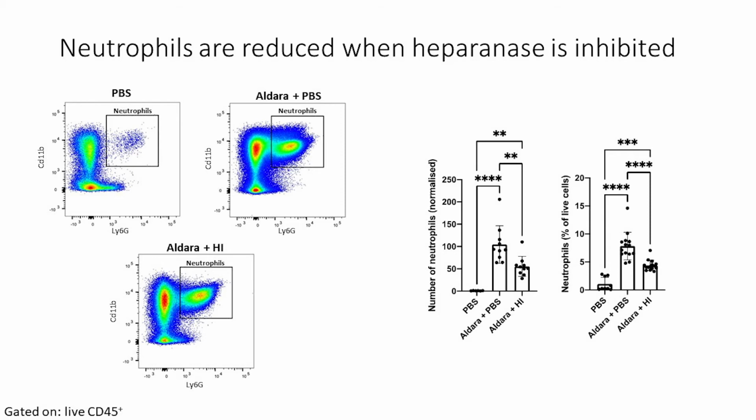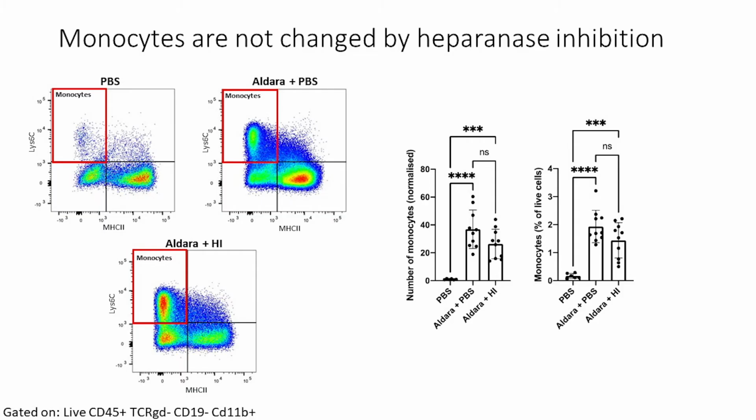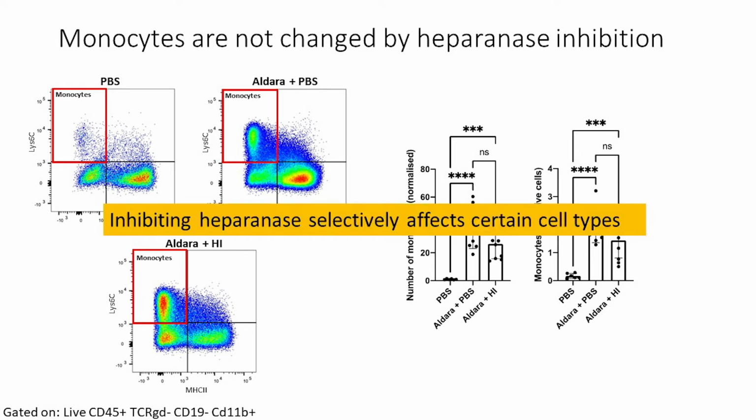number and proportions. However, a really interesting finding from this experiment was that monocytes, which in theory should behave in a similar way to neutrophils, they're also very migratory, they're an early responder to inflammation, did not actually show this same change. So even though neutrophils did show a change and most of the cell types did, monocytes seem to be unaffected by this inhibitor, which is quite a surprise. I sort of expected a blanket effect of this inhibitor on all the cell types. But it does seem that inhibiting heparanase selectively affects certain cell types and not others.